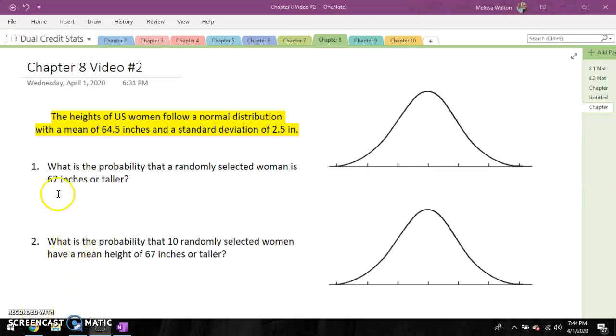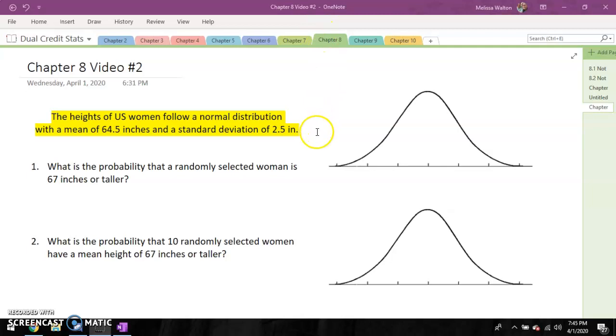Hello, this is Chapter 8, video number 2. Today we are going to be combining two separate things that we already know how to do. First off, what we did in video number 1 was the sampling distributions of a sample mean. We learned how our sample size does affect that distribution. The more samples we take, the smaller that standard deviation, the more condensed that normal distribution is going to be.